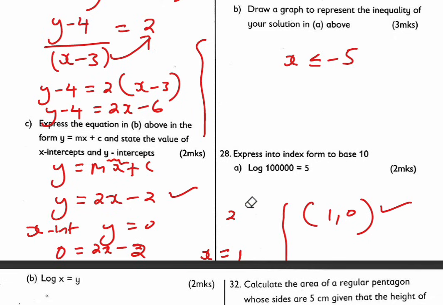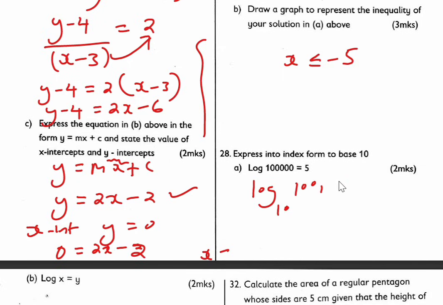Number 28. Express into index form to base 10. Log of 100,000 is equal to 5. Anytime you don't have a base, remember that the base is always 10. So this will be log base 10 of 100,000 is equal to 5.